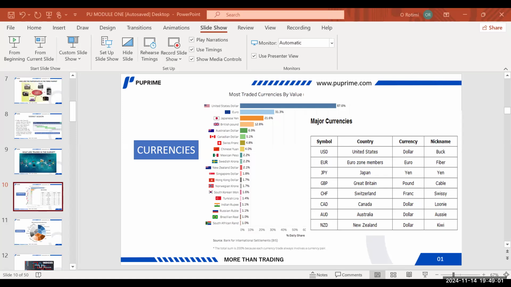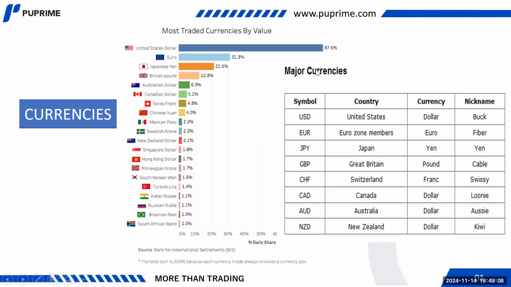Now, if you look at the table by the side here, you will see major currencies. There are some other countries that have very strong economies, and the currencies of these countries are called the major currencies. What currencies are we talking about? We've talked about the United States. The symbol is USD, the country is United States, the currency is dollar, and the nickname is the buck.